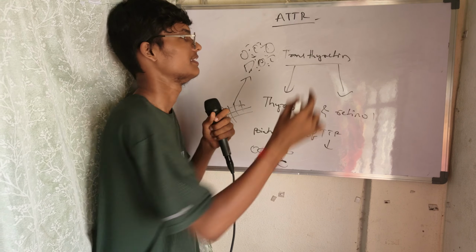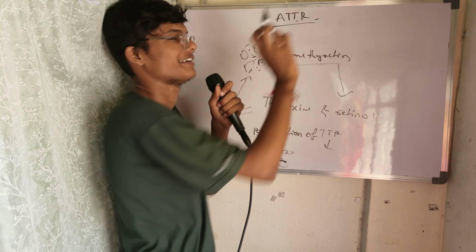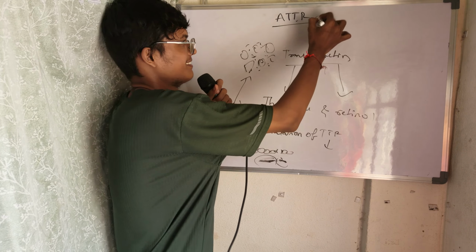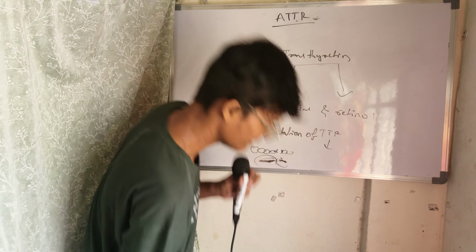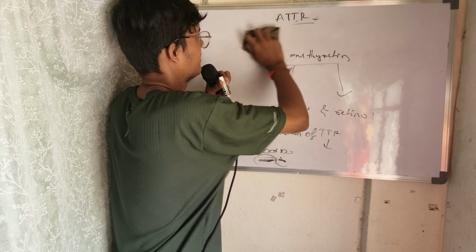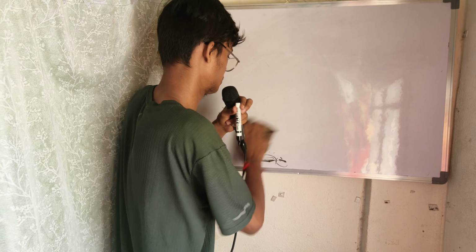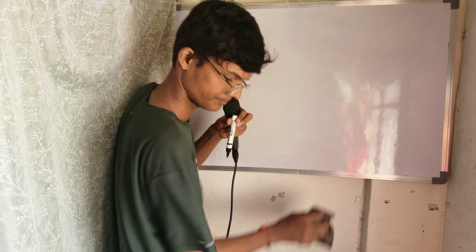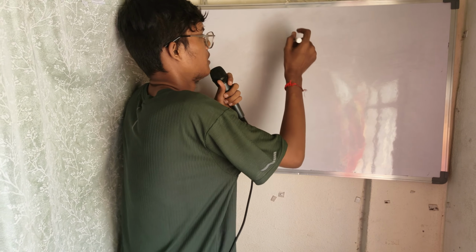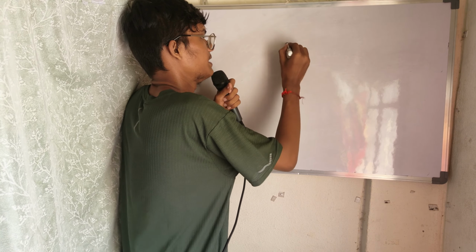Okay, this is amyloid transthyretin. This is the third type. Okay, then next we'll go to beta 2 microglobulin. This is part of the major histocompatibility complex.